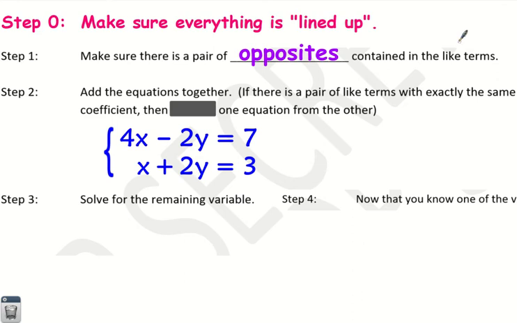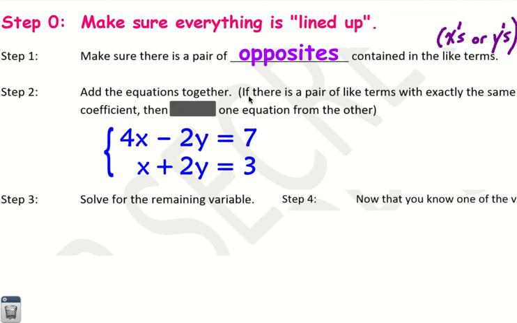Now, maybe I should get a little purple. The x's have to be opposites, or the y's have to be opposites. So now that we've actually confirmed, hey, that's nice, this problem already has the y's as opposites. So step 2 is then to add the equations together.